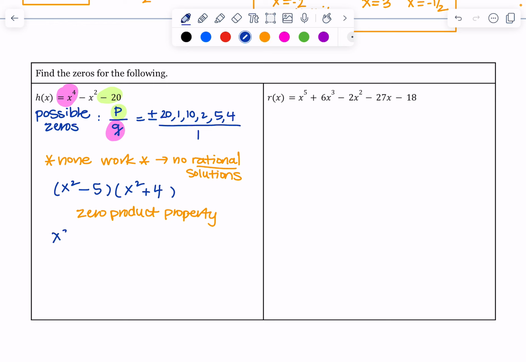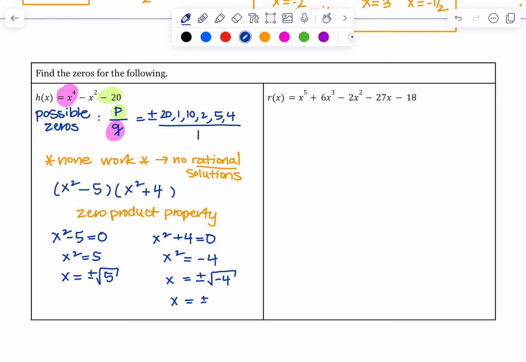So zero product property, x squared minus 5 equals 0, and we have x squared plus 4 equals 0. When we solve for x, we're going to have x squared equals 5. And then for this one, we're going to have x equals plus or minus the square root of 5. So that's irrational because the square root of 5 is irrational. And then here, I'm going to subtract 4, and I've got x squared equals negative 4. And then I square root, and hopefully you remember plus or minus the square root of negative 4 would turn into plus or minus 2 from the square root of 4, and then i, so this one is imaginary.